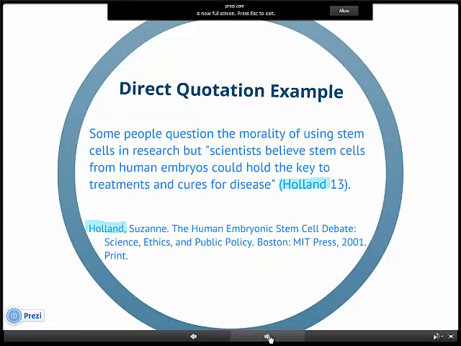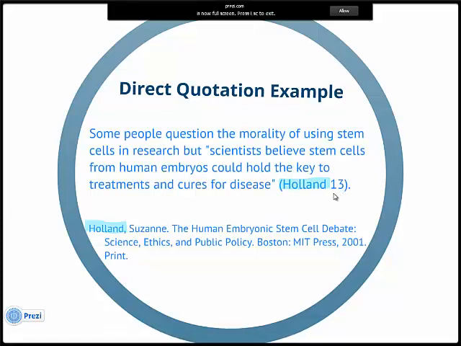Here's one example of an in-text citation. It could also be known as a parenthetical citation, and as you can see in the source citation, which would be on your works cited page or your annotated bibliography, we do have the last name of the author, and the last name is Holland, so you would include that at the end of your direct quotation, and you would also include a page number if the source is a source that was not found on the internet. So a book or a magazine, you would find the page number and include it in your parenthetical citation.